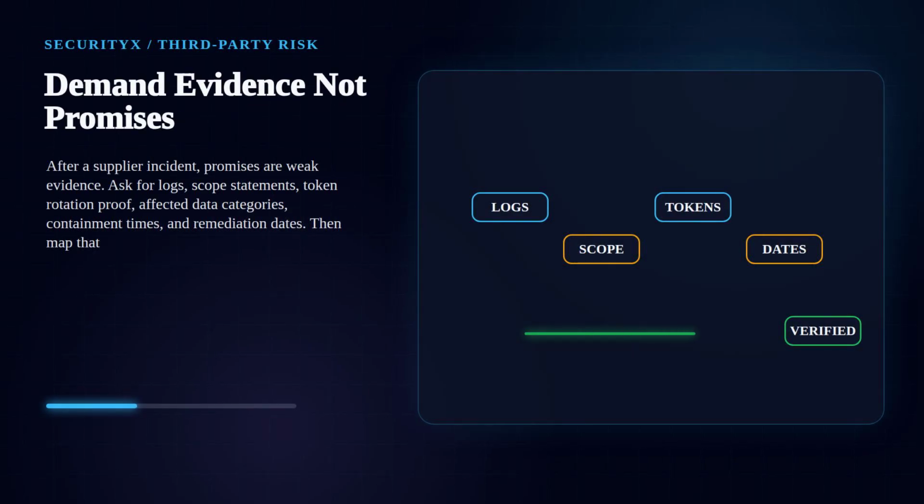After a supplier incident, promises are weak evidence. Ask for logs, scope statements, token rotation proof, affected data categories, containment times, and remediation dates. Then map that evidence to your own risk decision.